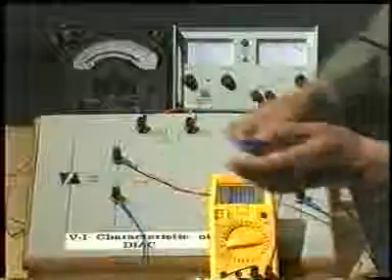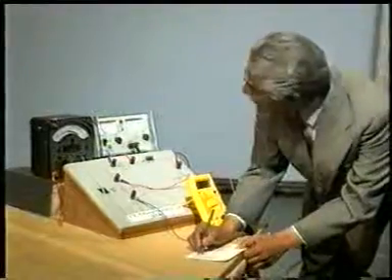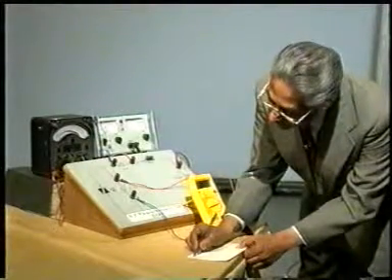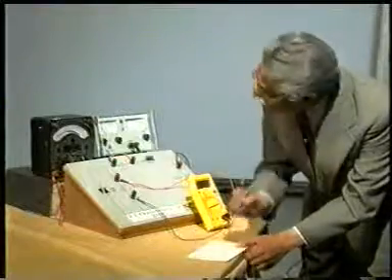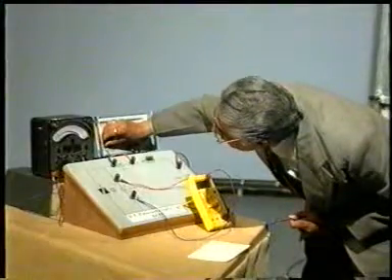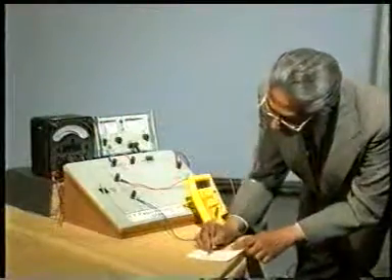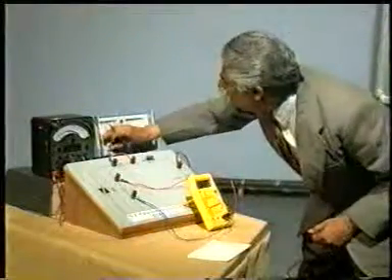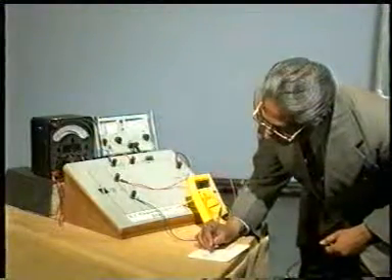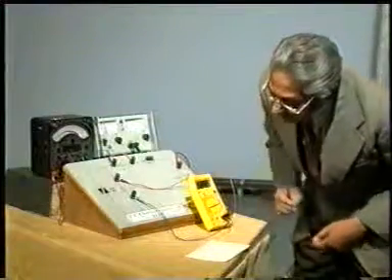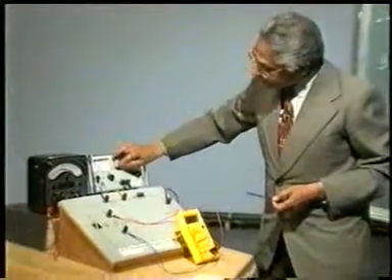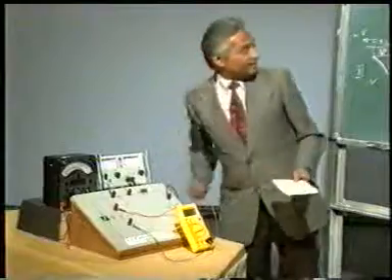I will write down 5 volts, and this is current. 5 volts was 4 microamperes, 7 was 5 microamperes, 10 is 20 microamperes, 15 volts is 25 microamperes, and so on. So I will write down these readings. I will write down the readings for you.